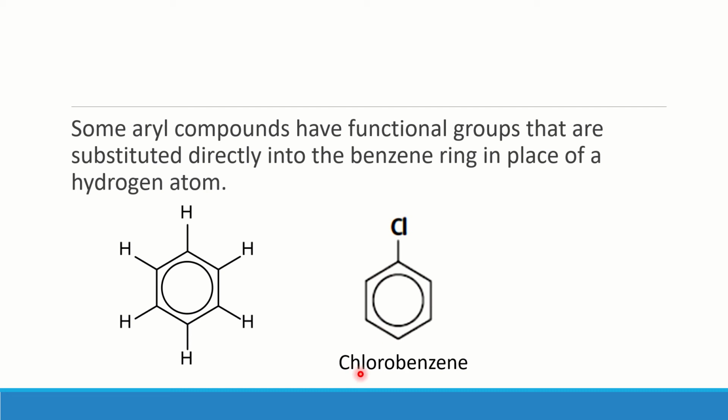Chlorine, you call it chloro. And here you have a benzene, so it will be chlorobenzene. No spacing in between. Let's say if I put bromine, Br, here, then the name will be bromobenzene.